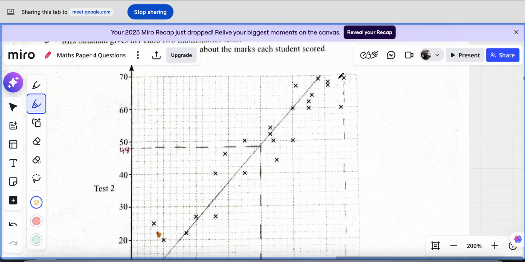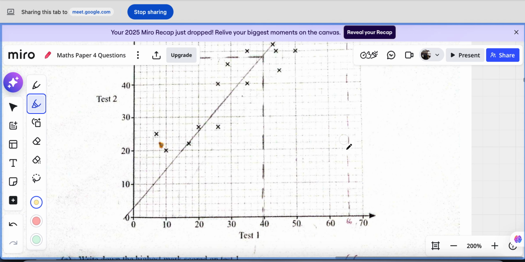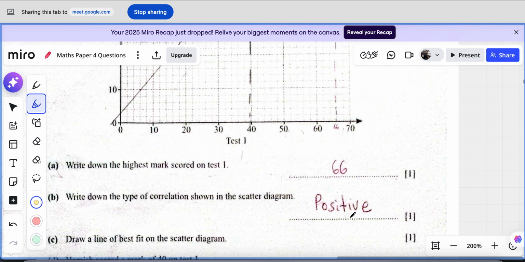To the right. This is the rightmost score. So you trace it down to test 1 and you read the value. You see the value is 66. So our answer to this one is 66.